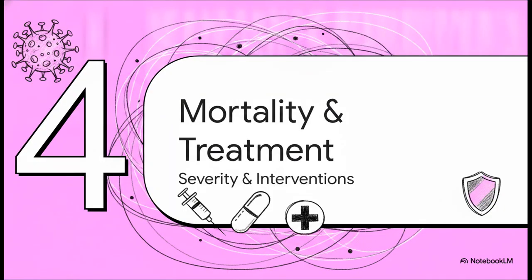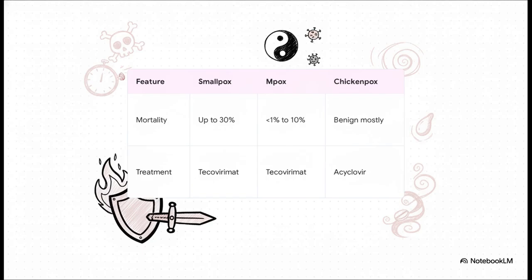mortality and medical treatments. Notice the stark difference in mortality here. Smallpox historically carried a terrifying mortality rate of up to 30% in unvaccinated folks. 30%. Chickenpox, on the other hand, is mostly benign, though it can cause varicella pneumonia in about 20% of infected adults. Mpox kind of falls right in the middle, but it depends heavily on the strain. Clade I from the Congo Basin is more severe with a 1.4 to 10% fatality rate, while Clade IIb is under 1%.